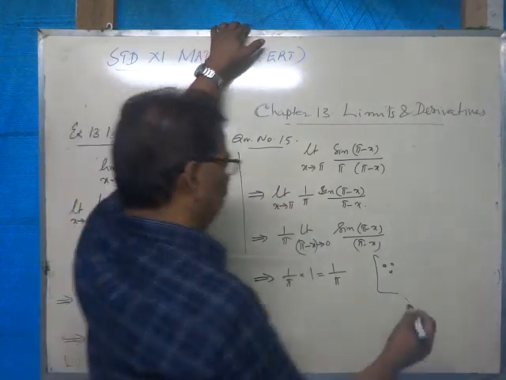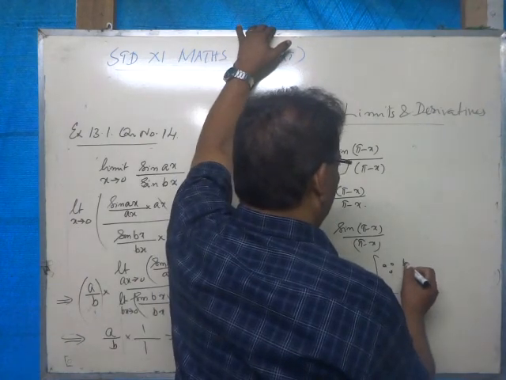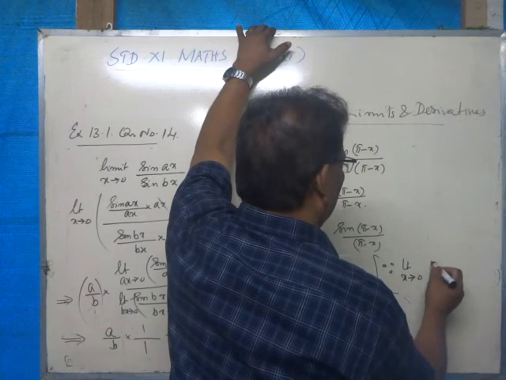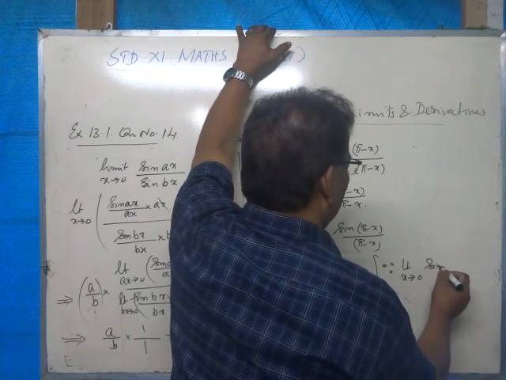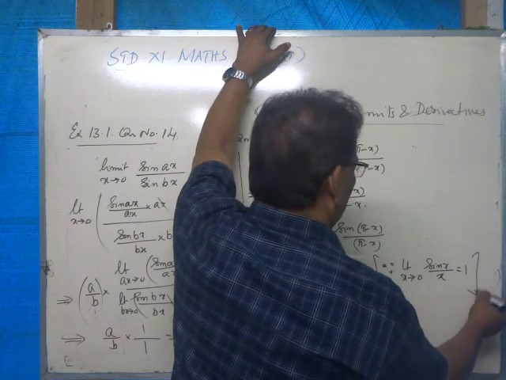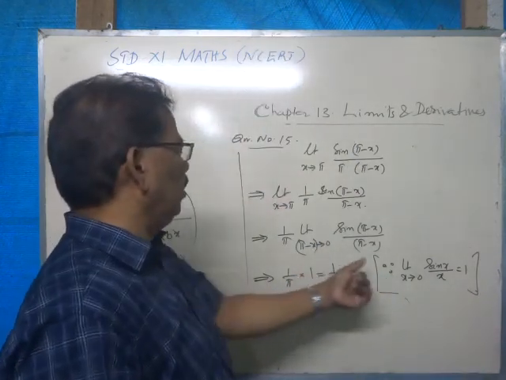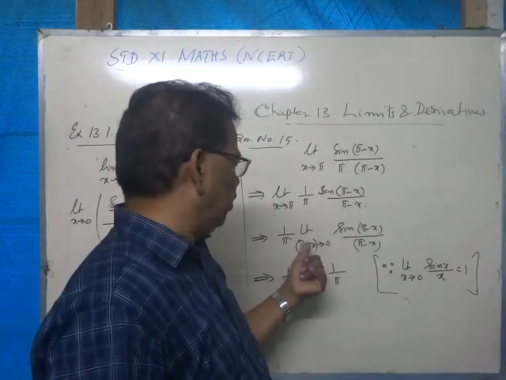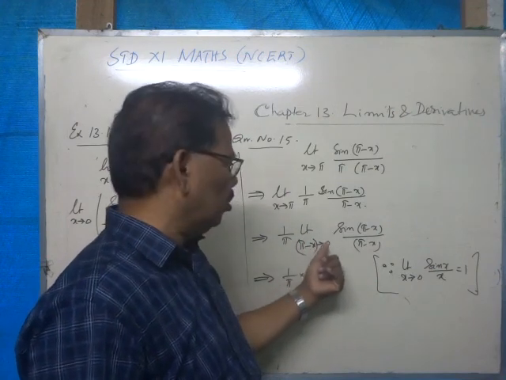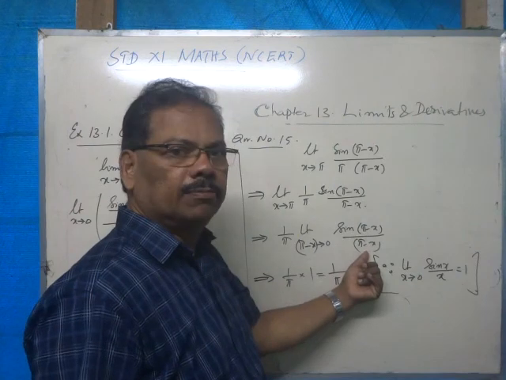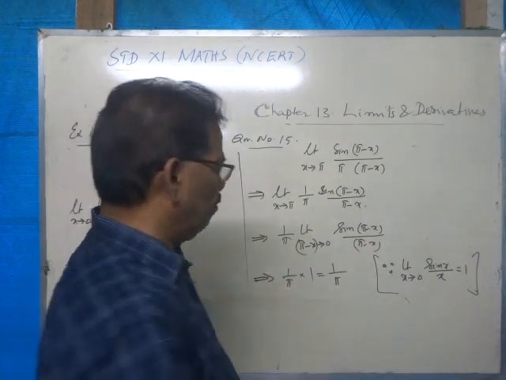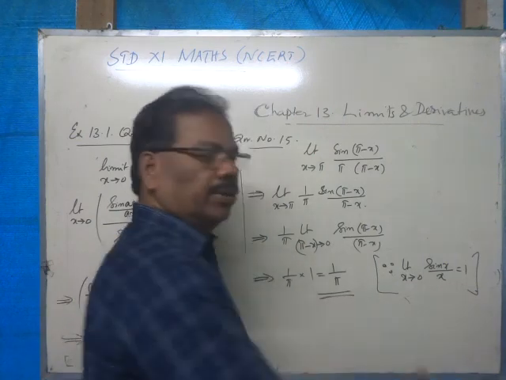And the reasoning, limit x tends to 0 sin x by x is equal to 1. This is of the same form. This can be treated as x tends to 0 sin x by x. Now the answer is 1 by pi into 1, that is 1 by pi itself.